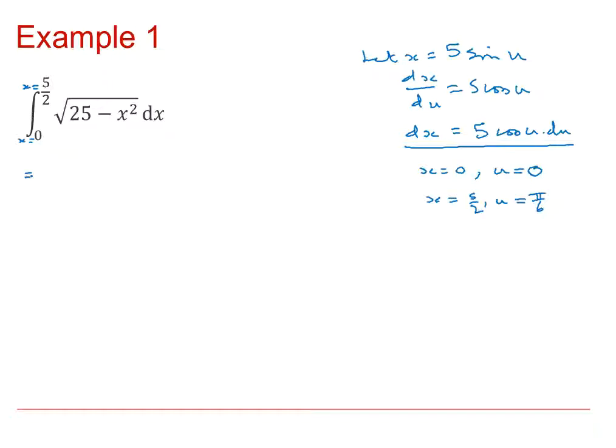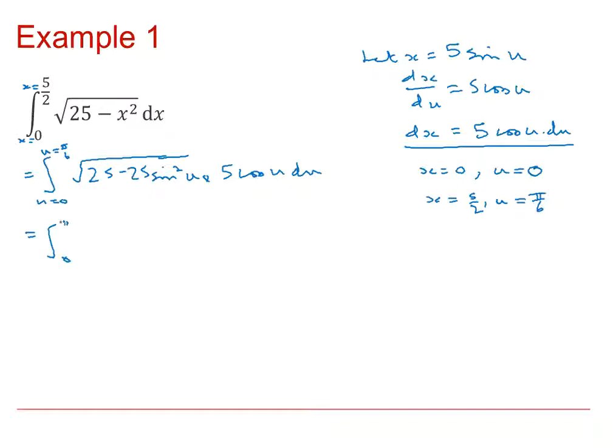So this is going to become the integral from u equals 0 to u equals pi by 6 of the square root of 25 minus 25 sine squared u. So you can see why we wanted x to be 5 sine u, so we got this 25 being repeated, times, and dx is 5 cos u du. So now we can think about simplifying this integral.